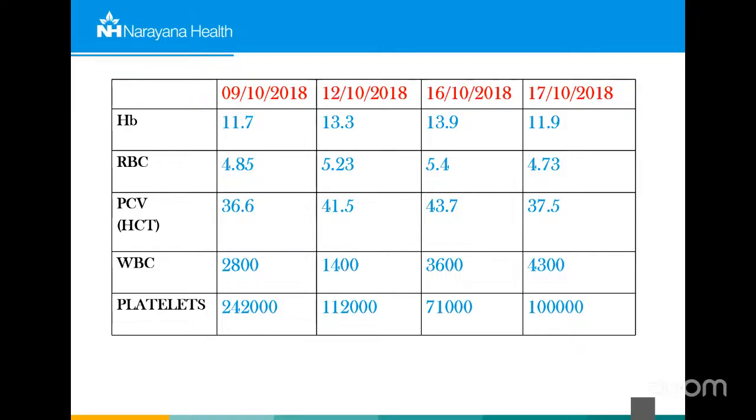If you see the last column, the 17th October column, there you see that the hemoglobin has now come back almost to normal. RBCs are back to normal. PCV is coming back to normal. The WBCs are raised, but the platelets are not so much. But even in this third slide, the WBCs are high. WBCs rise faster than platelets. But if the WBCs are rising, the platelets are sure to follow.